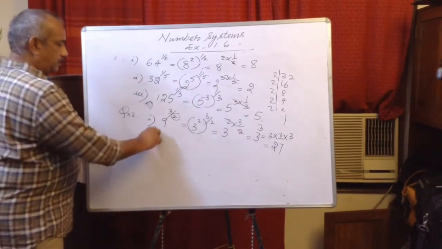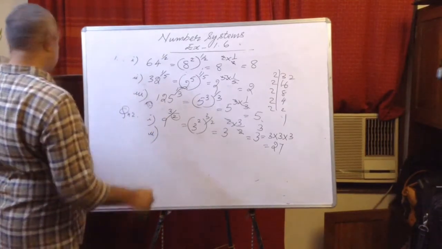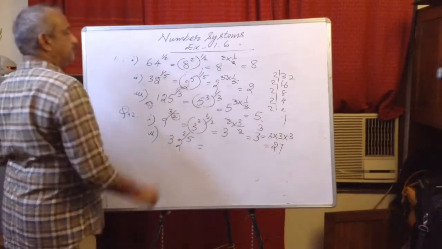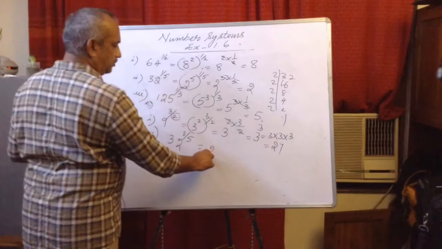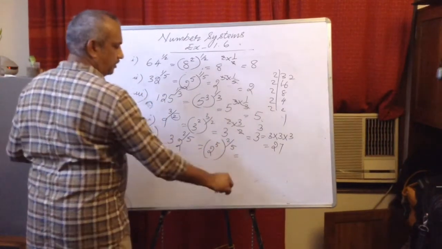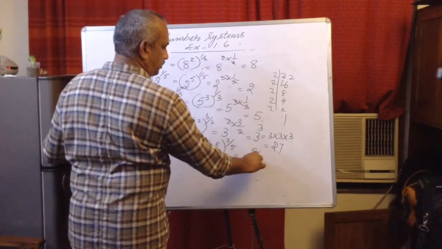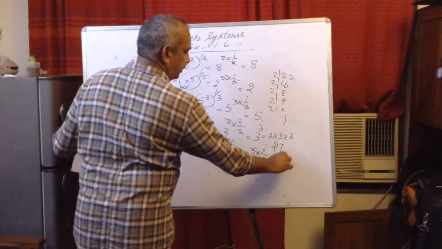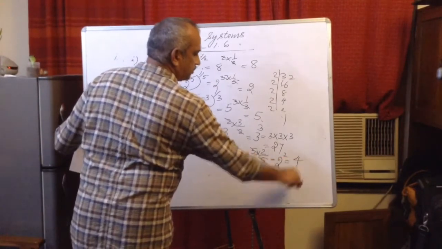Then second part, 32 raised to 2 by 5. Just now we have seen 32 is 2 raised to 5. So 2 raised to 5, the whole raised to 2 by 5. 2 raised to 5 into 2 by 5. This is 2 square is equal to 4 is the answer.